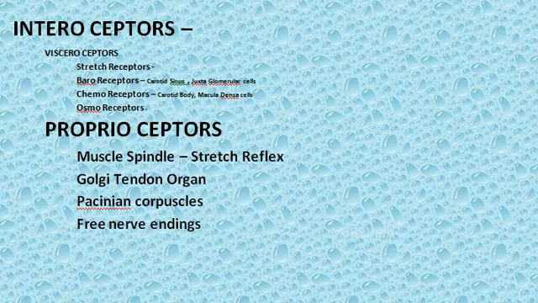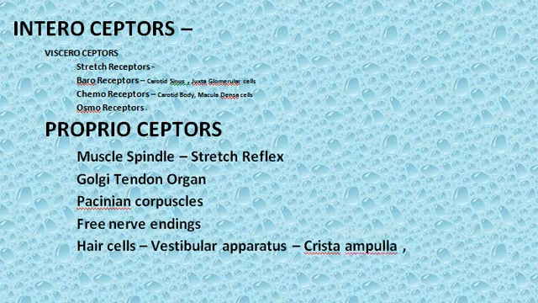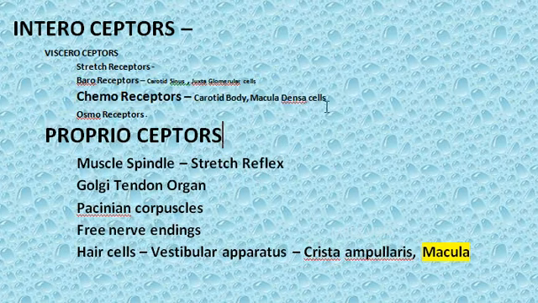You also have proprioceptor hair cells. Hair cells, again in the ear, but in the vestibular apparatus of the ear. Not in the organ of Corti. We are talking about the vestibular apparatus. These are called crista ampullaris, I think. Crista ampullaris and macula. Don't get confused, there is macula here. The chemoreceptors we mentioned before, those are macula densa cells. It's in the juxtaglomerular apparatus.